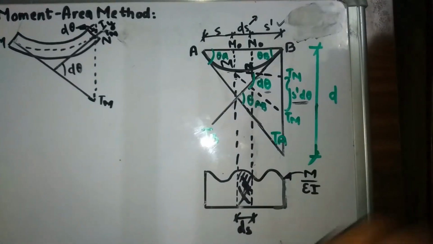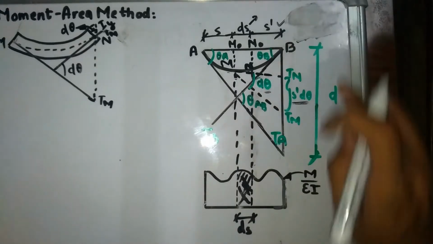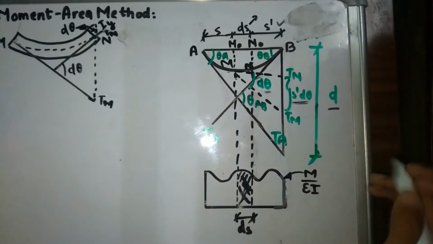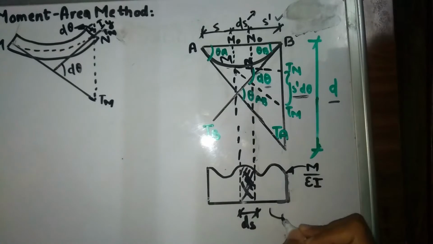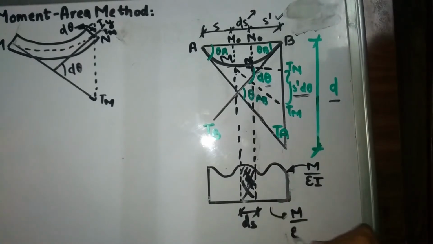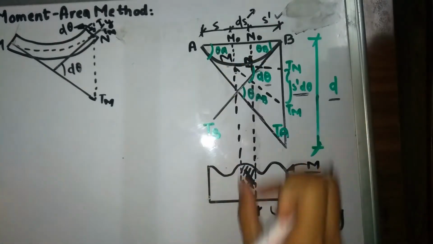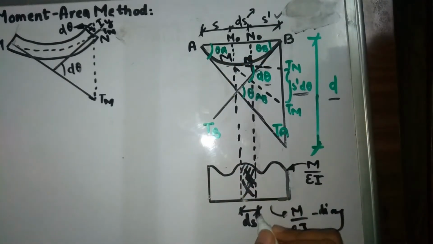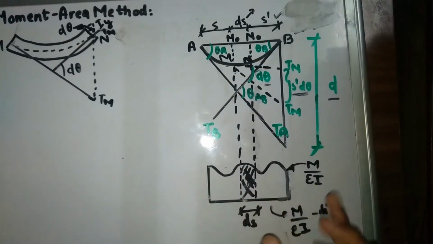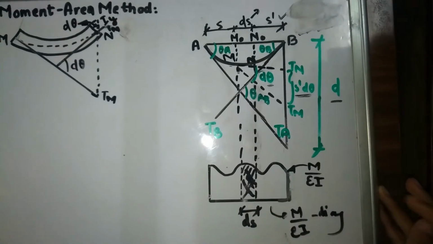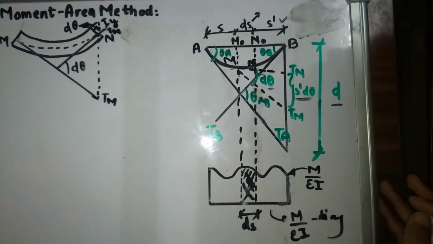Next, we have the total distance from B to TA as D. And what we have drawn over here is the M by EI diagram from point M0 to N0, and this is equal to distance ds. This will be more clear when we explain our moment area method. We have basically two theorems for moment area method, and we'll be focusing on those two theorems step by step.